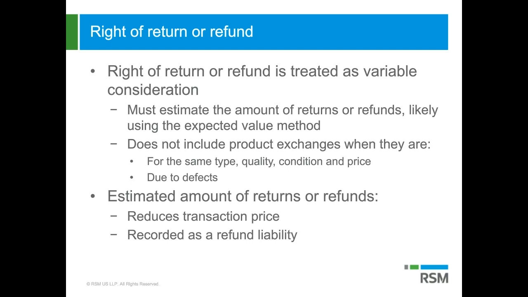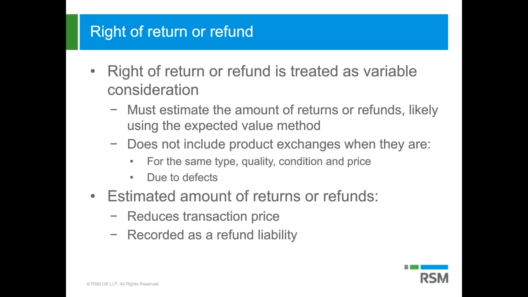If it is just a like-kind type exchange that's similar to today, that's not accounted for as a return or refund. And if it's a defect issue, similar to today, that's under warranty, so that's not a right of return or refund. So what do you do here? Well, you've got to estimate those returns or refunds. Whatever that estimate is, that's a reduction in transaction price, which ultimately is a reduction in revenue, and you record a refund liability.